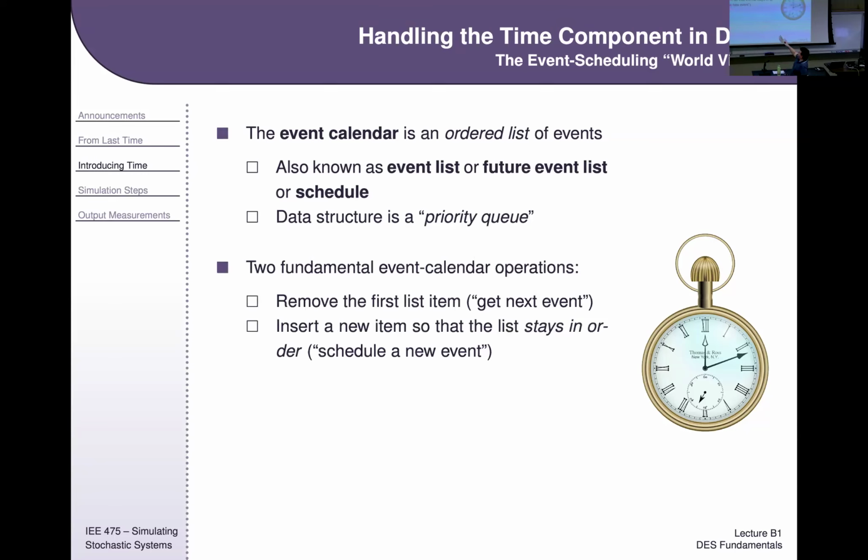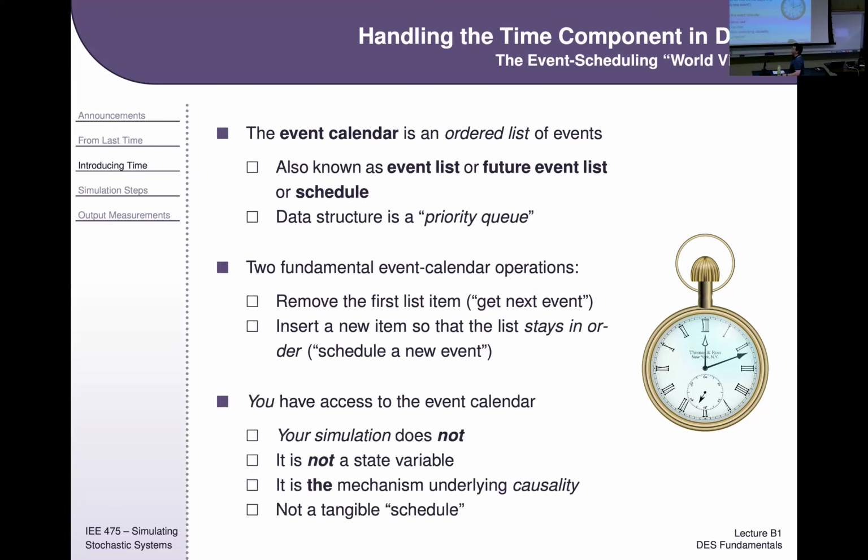The two fundamental operations are that you can always get the next time out, and you can always insert an event at the right position. But otherwise, the simulation doesn't have access to the event calendar. You, the programmer, while you're debugging, can see what's in the calendar, but you can't depend on it like a state variable. It is not a state variable that you can use.